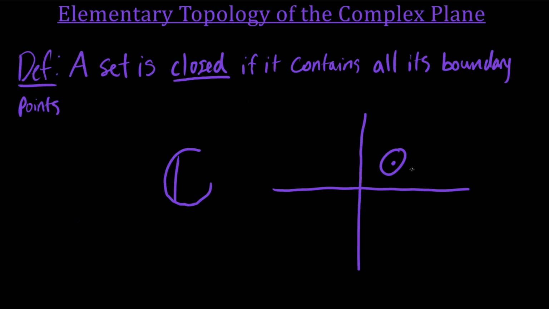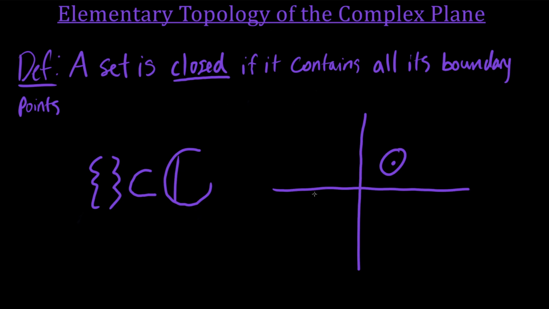And so what I want you to notice is that every single point in C, no matter what open disk you draw around it, everything in the open disk will always be contained within C. And so that means that the set of boundary points of C is nothing, or the empty set. And so since the empty set is a subset of every set, the empty set is a subset of C, and therefore C contains all of its boundary points. So the complex plane is a closed set.